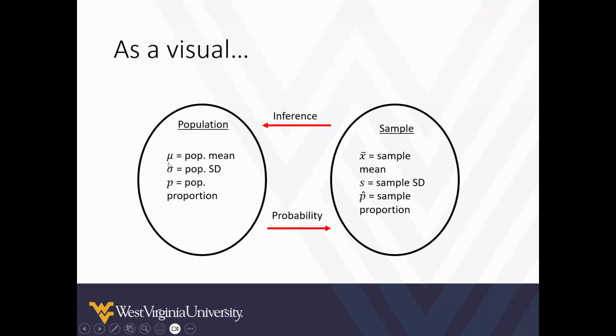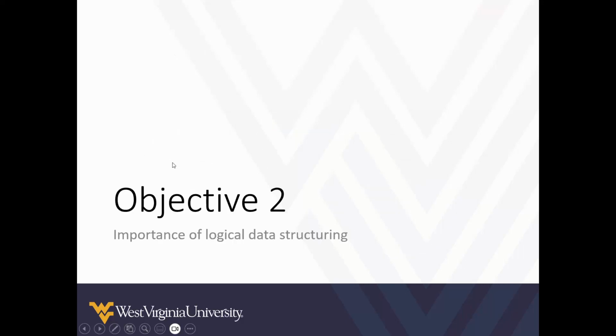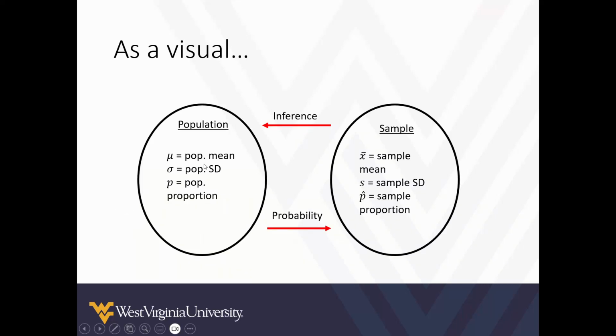In statistics, mu, the Greek letter mu, stands for the population mean. Sigma, the Greek letter sigma, which looks like an O with a little hat, is the population standard deviation. And then a kind of cursive P is the population proportion.